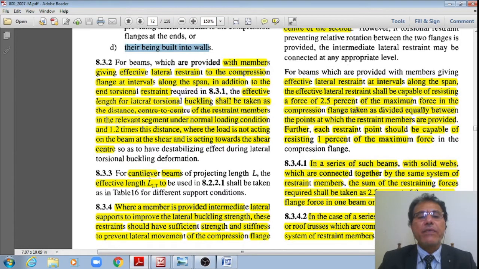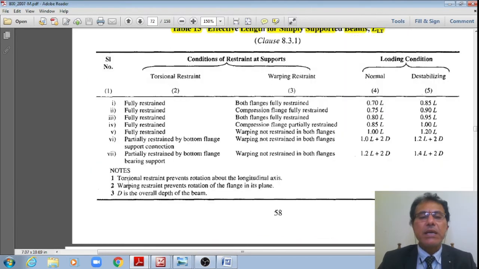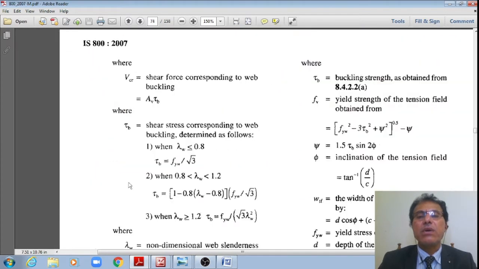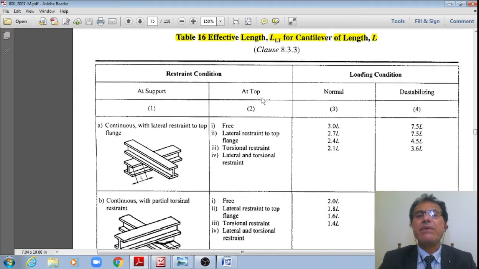And the third one, the cantilever beams of projecting length L: the effective length LLT to be used in clause 8.2.1 shall be taken as in Table 16. That we will see now for different support conditions. What is that Table 16, students? This is Table 16. Let me see, right? The effective length LLT for cantilever beams, right?